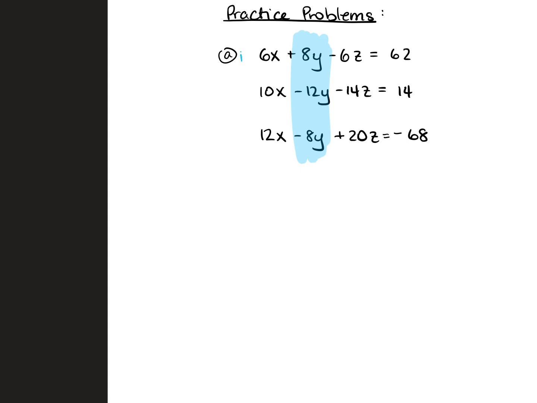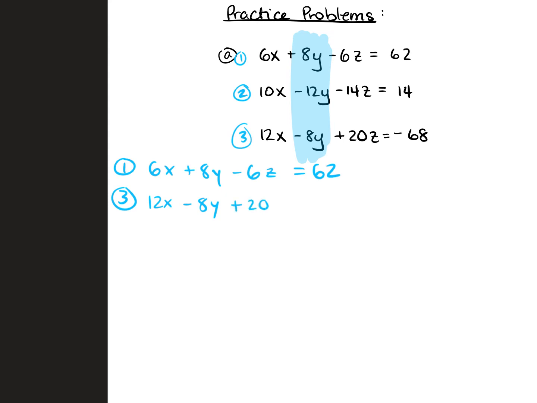So I'm going to label my equations 1, 2, and 3. And then I need to pick 2 to start. Which 2 do we want to pick to get the y's to cancel? 1 and 3. Awesome. So I have 6x plus 8y minus 6z is equal to 62. And equation 3 is 12x minus 8y, bless you, plus 20z is equal to negative 68.